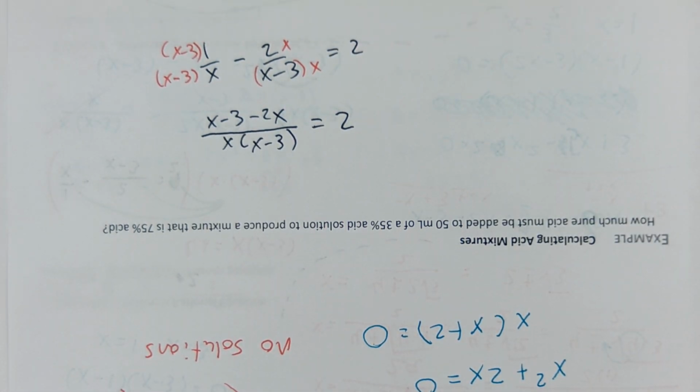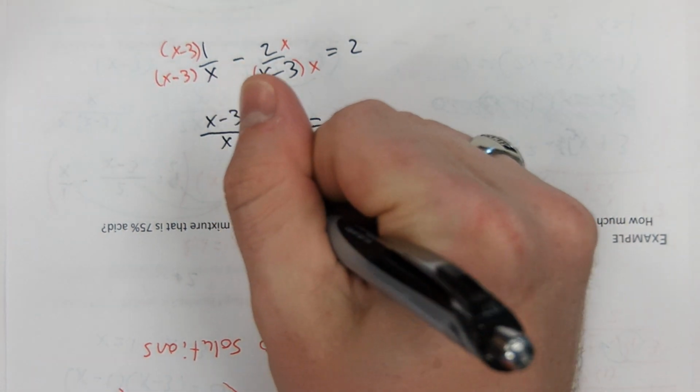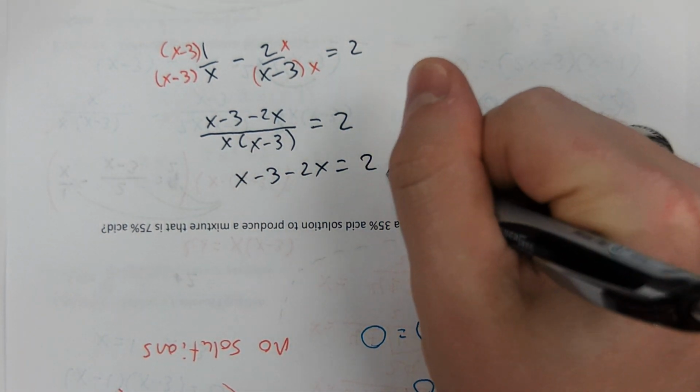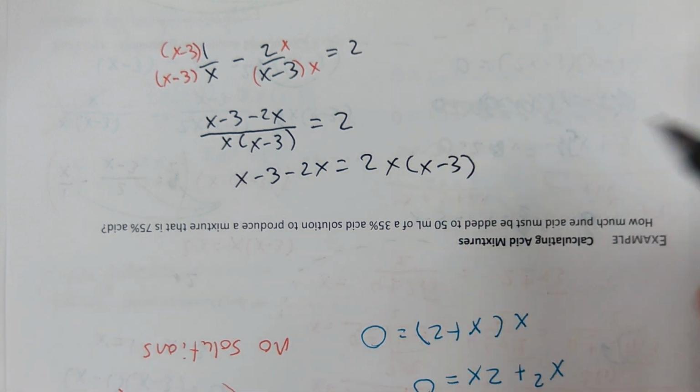Now, if you wanted to have no fraction, all you would do is multiply both sides by the denominator, right? And you would get this. I'm aware I have like terms. I'm just not caring about them right now. Look familiar?